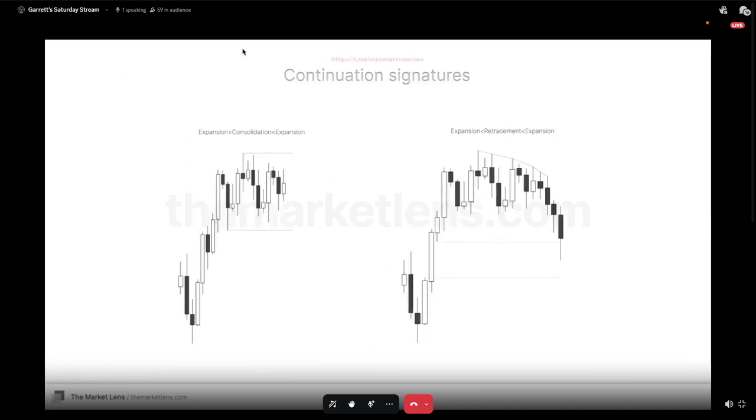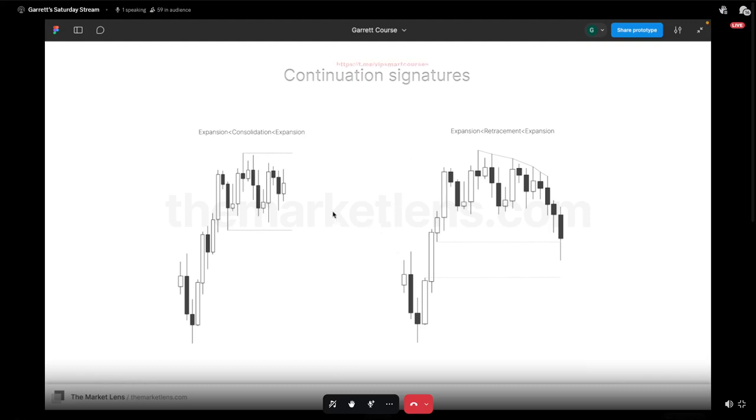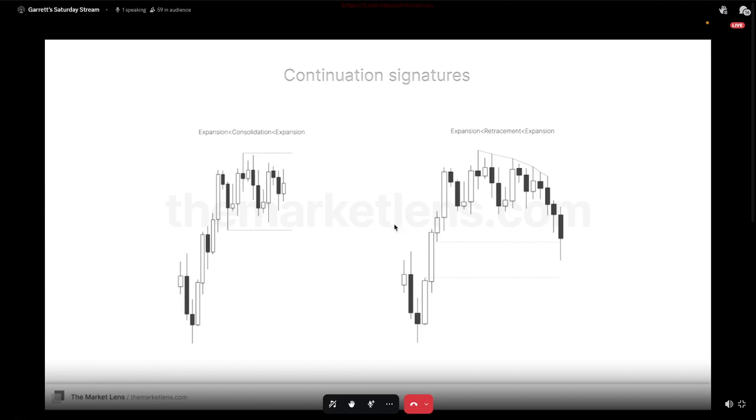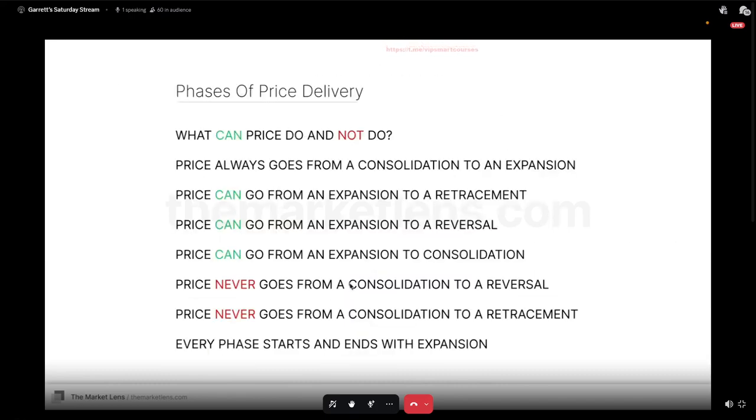So what is a continuation signature? We want to see continuation signatures on our way to objectives, right? Because these are going to be shallow retracements, and they're not reversal signatures, right? So we're more likely to continue towards those objectives that we're targeting, right? So continuation signatures are simply consolidations, right? As we mentioned, we don't reverse from a consolidation. Price never goes from a consolidation to a reversal.